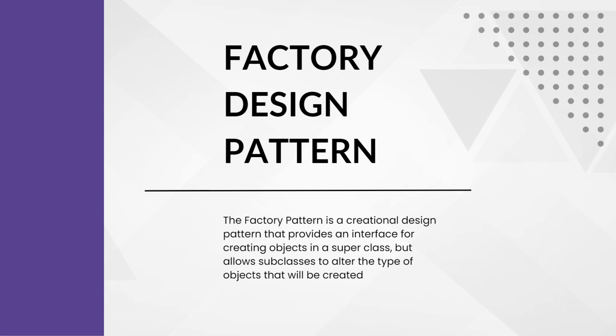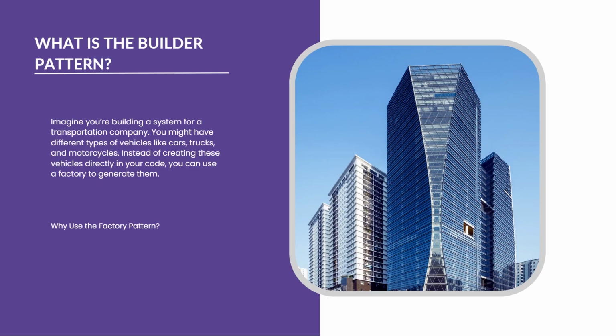We'll see an example. Imagine you have a building system for a transportation company. You might have different types of vehicles like car, truck, and motorcycles. Instead of creating these vehicles directly in your code, you can use the factory to generate them. This makes your code more modular and easier to manage.